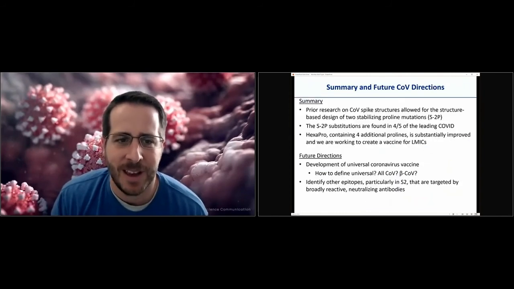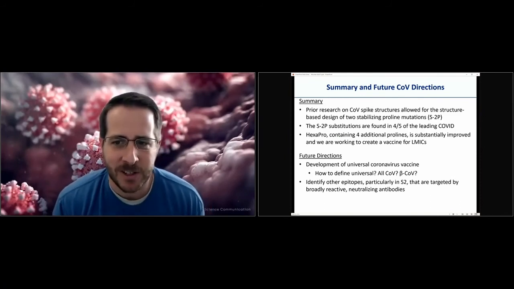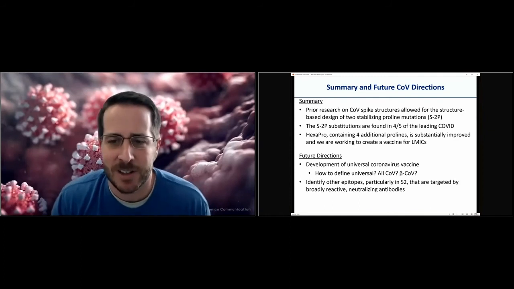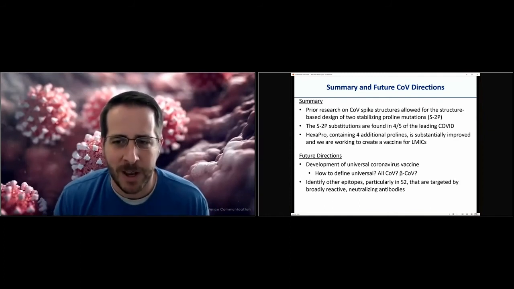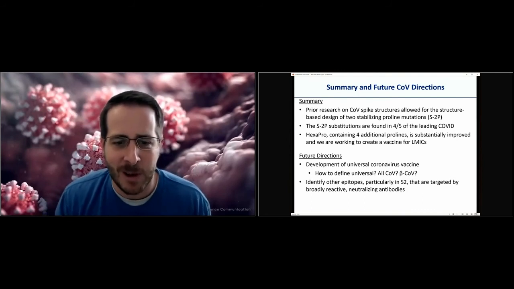To summarize, our prior research on coronavirus spike structures allowed for the structure-based design of these 2 stabilizing proline mutations that work generally well for all the beta coronaviruses. These are now found in 4 of the 5 leading COVID-19 vaccines. Hexapro, which contains 4 additional prolines, is substantially improved, and it's been licensed to several groups, and we're working with one to help create a vaccine for low and middle income countries.